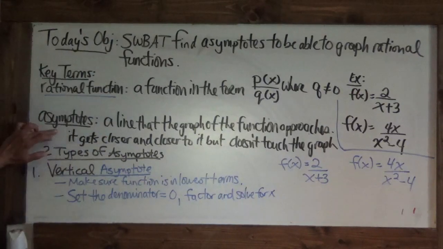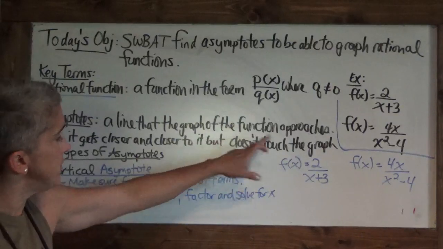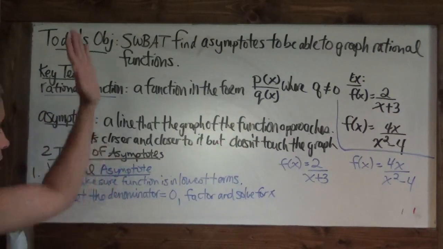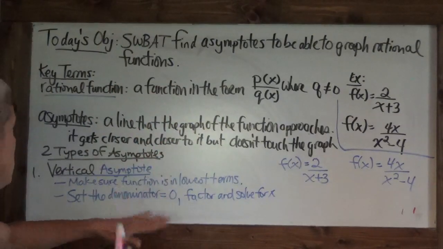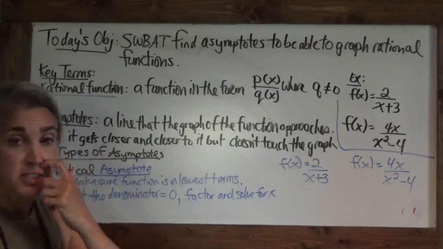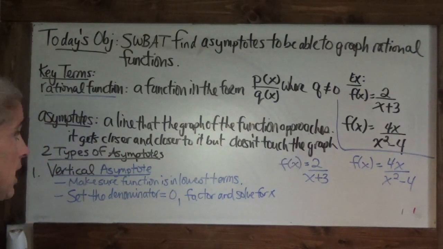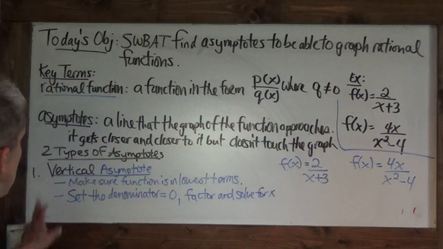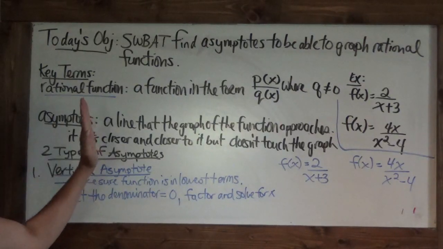What is an asymptote? An asymptote is a line that the graph of the function approaches. So you'll have this vertical or horizontal asymptote. The graph will come towards it, gets closer and closer, but it doesn't touch that graph. So we have different types of asymptotes. One type of asymptote that we are going to find is a vertical asymptote.